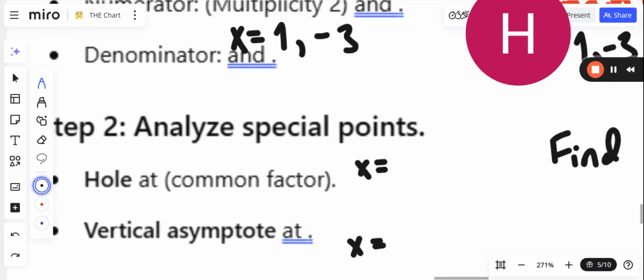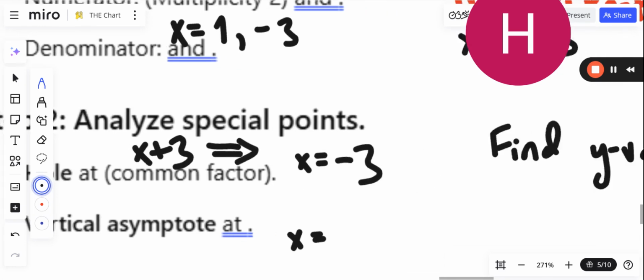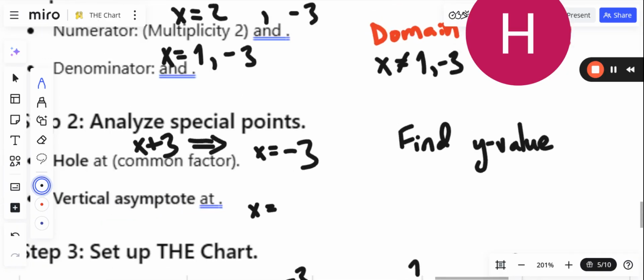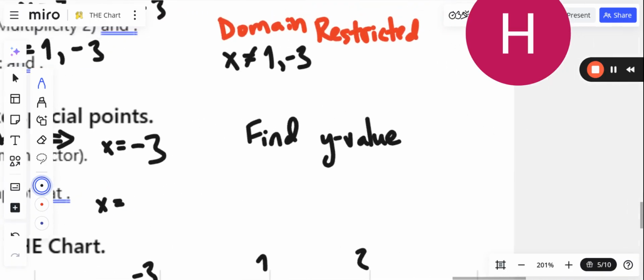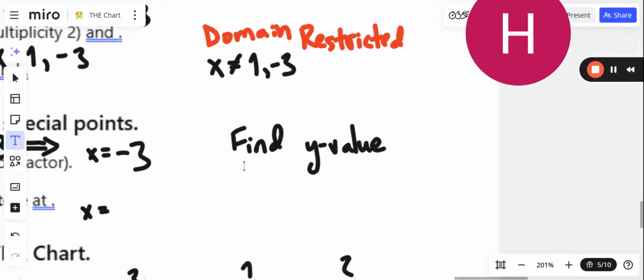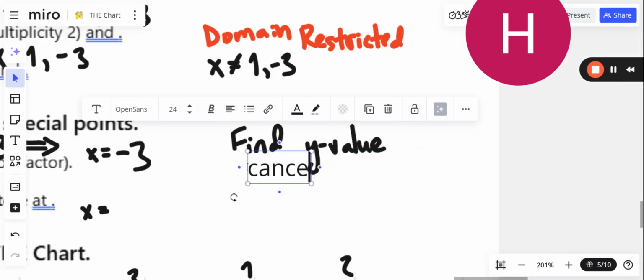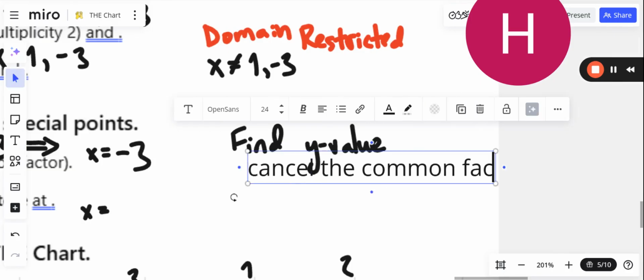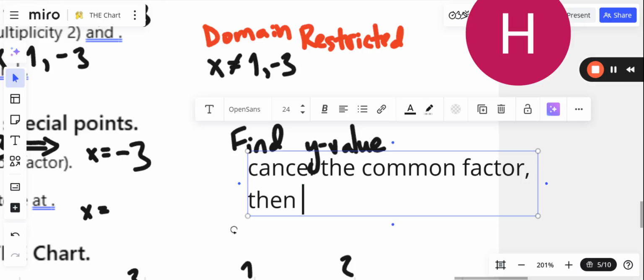We have a hole based on this common factor of x plus 3. So therefore there's a hole at x equals -3. And then how do we find the y value of that hole? Well, what you need to do is cancel the common factor, then plug in the restricted x value.